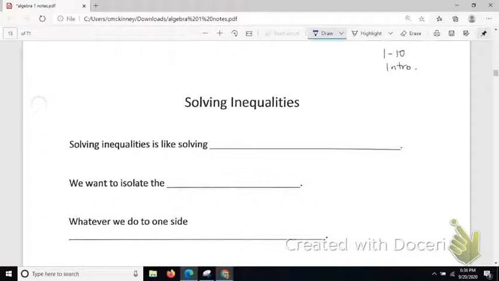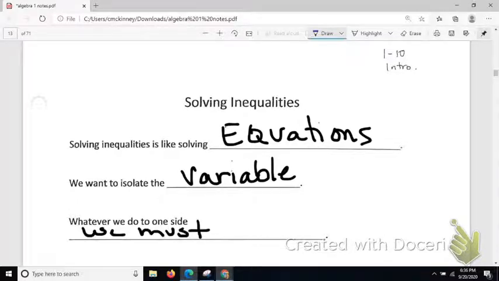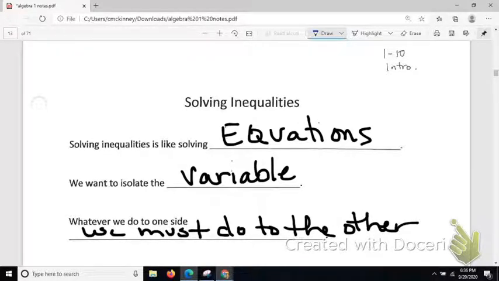You should have already done IXL K1 and K2 now. Now we're going to talk about solving inequalities. And solving inequalities is like solving equations. You want to isolate the variable. And whatever we do to one side, we must do to the other. Golden rule of algebra. All right, so it's going to be a pretty familiar process.